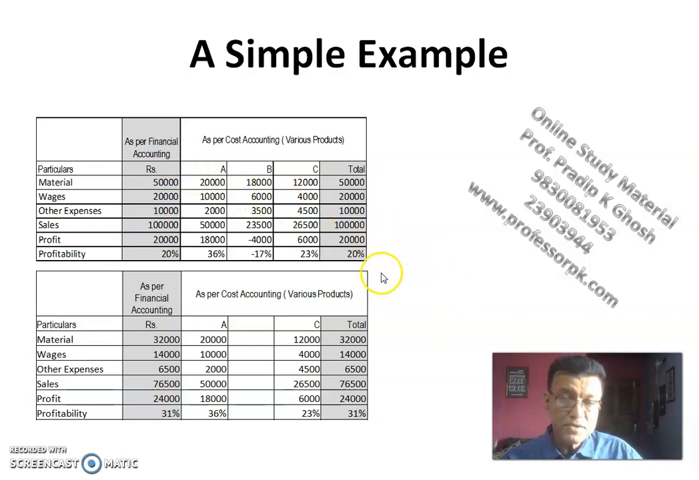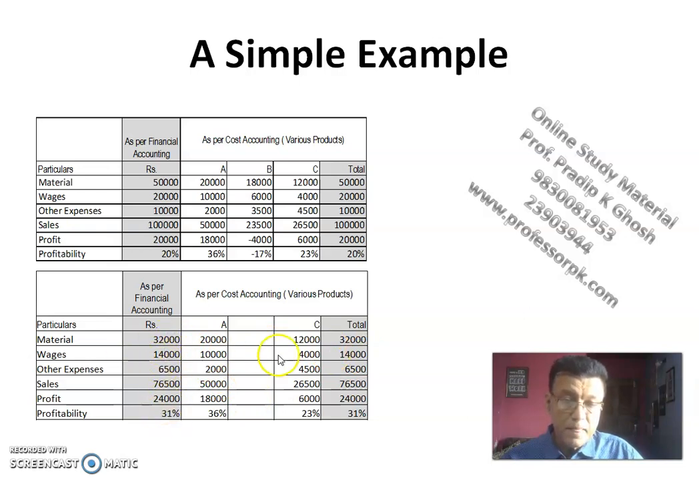Now in this situation, if I remove or if I do not produce product B, then my profit will be higher. And that is there in the following table. Here, you see product A is having 36% profit, product C is having 23% profit, same as above. Product B has been totally removed. When product B has been removed, all the totals have changed.